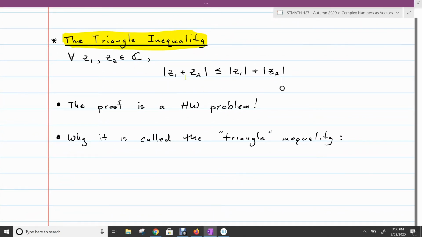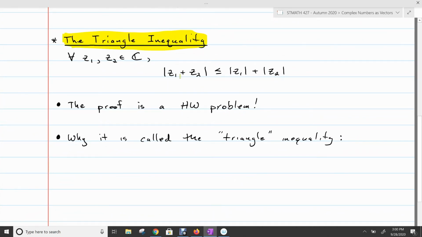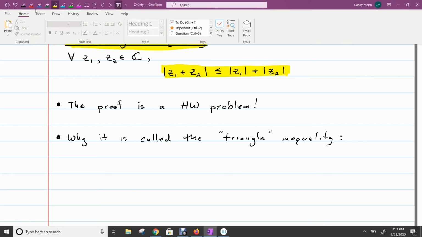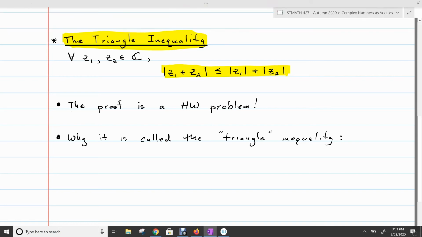So the triangle inequality says that if you take any two complex numbers, z1 and z2, and then take the modulus of the sum of them, it'll be less than or equal to the sum of the individual moduli. This is going to be proven as a homework problem, so I'm not going to give the proof here in the lecture, but the textbook outlines the proof pretty carefully, so basically you're just filling in the gaps in the proof that the textbook is going to give, so you don't have to come up with it completely from scratch.